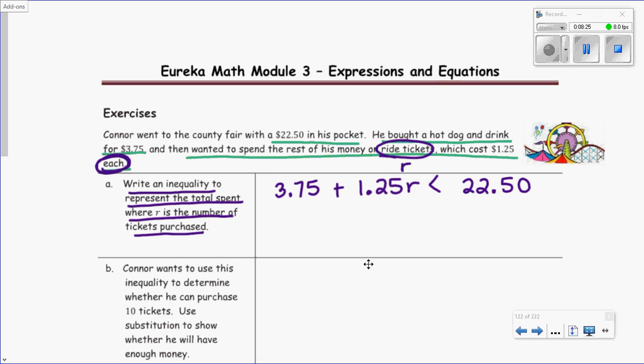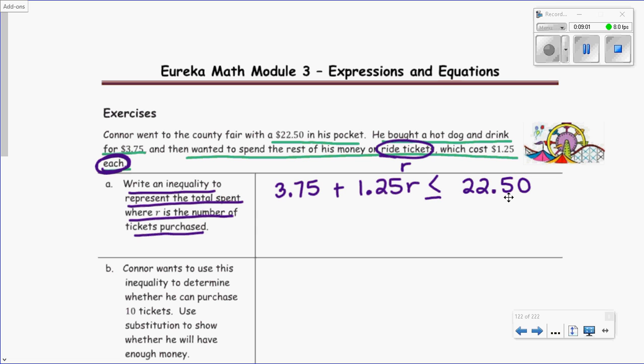And then we have to ask ourselves, can it be 22.50 or does it have to be less? So we're trying to determine, do we put the equal sign with it or do we leave it as less than? So think to yourself, if you go to the fair with 22.50, can you spend exactly 22.50 or does it have to be less than 22.50? You can spend exactly 22.50. So we're going to go ahead and put the equal sign underneath it. So altogether, this means the hot dog and drink plus all the money he spends on the rides has to be less than or equal to the amount of money he came to the fair with.